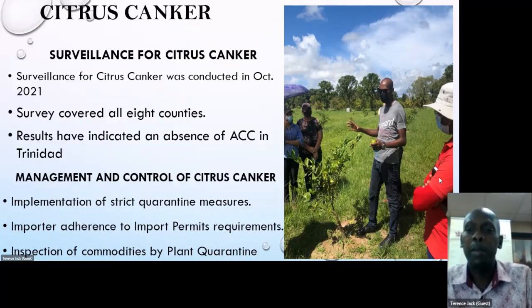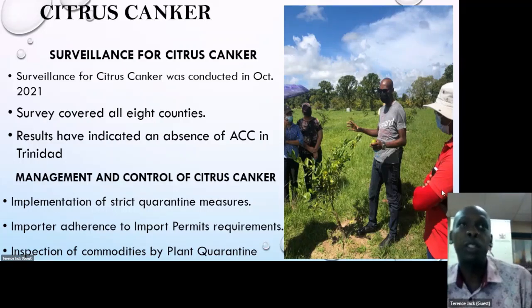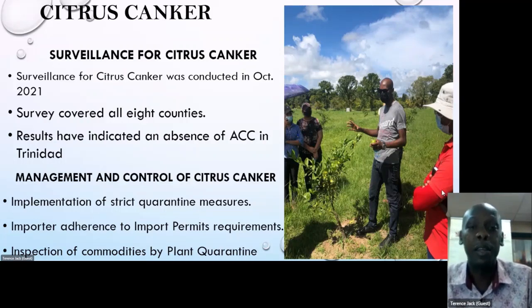So the management of citrus canker is a multifaceted process. It's not just one. We're not going to tackle the management of citrus canker from one angle, but from a multifaceted approach. It involves various preventative measures, cultural practices, as well as chemical applications. But at this time, citrus canker is not present in Trinidad and Tobago.